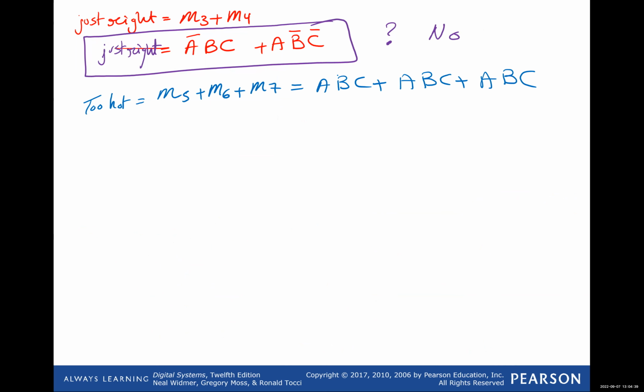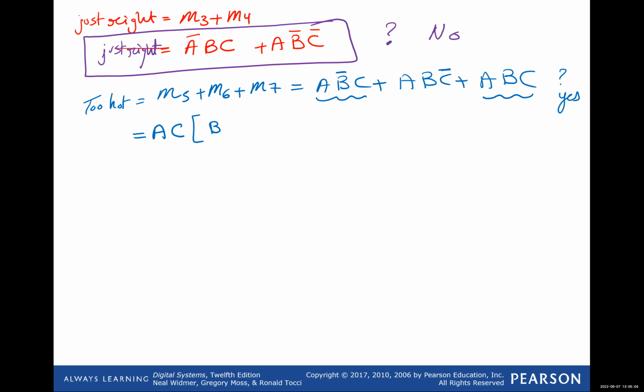So for the minterms, 5 is 101, 6 is 110, and then the ABC. Now, can this one be simplified? Yes, because we have a lot of common factors there. So let me take this one and this one first, okay? And you can do it a different way. So I will take the AC as a common factor.